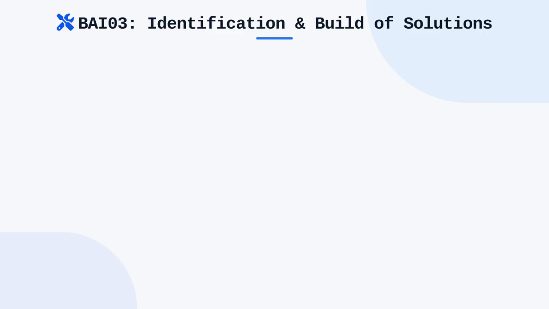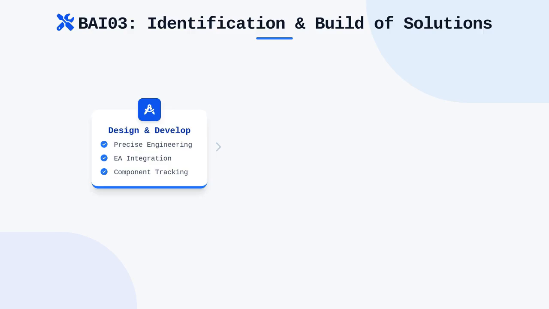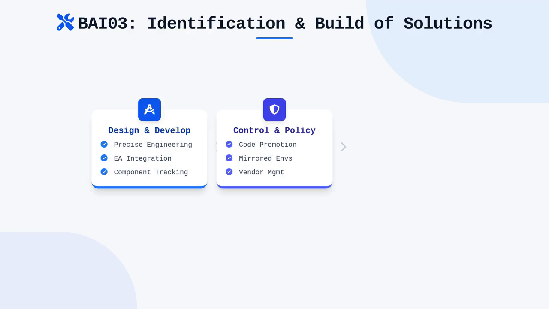Moving into BAI03, which covers the identification and build of solutions, we enter the realm of actual engineering and procurement. This objective demands that we manage the design, development, and testing phases with precision, ensuring that the software or infrastructure integrates with existing enterprise architecture. Every build activity must be governed by policies that dictate how code is promoted, how testing environments are mirrored, and how vendor relationships are managed during the acquisition process.